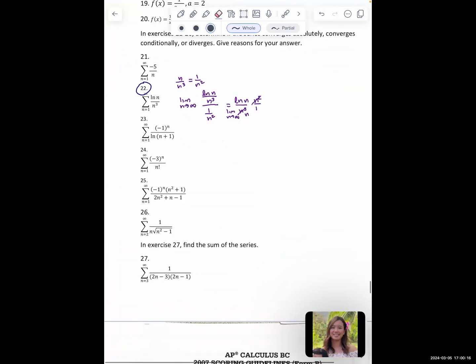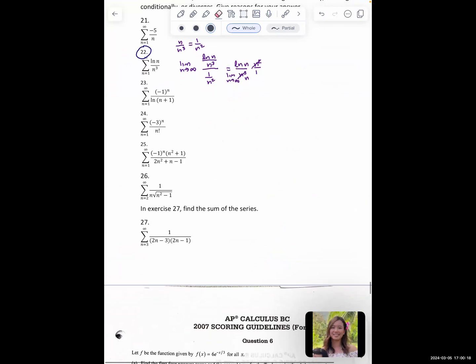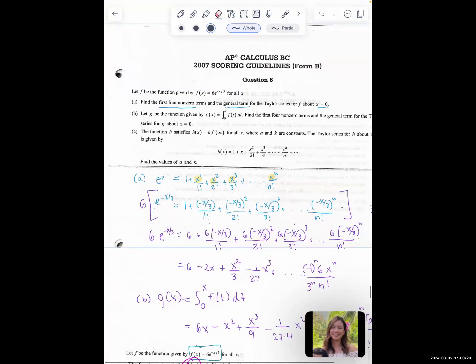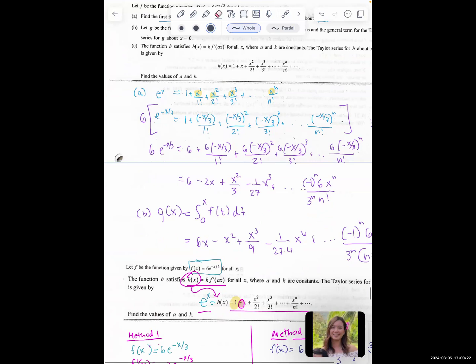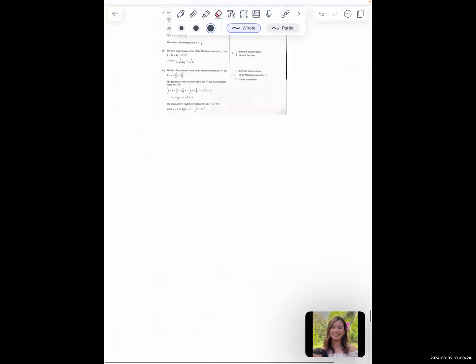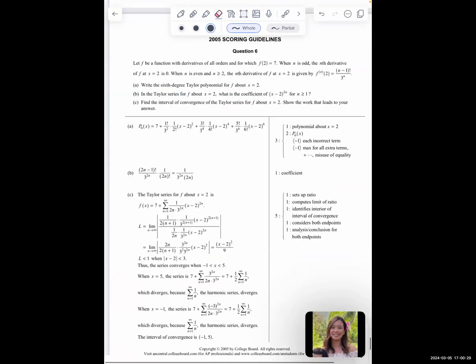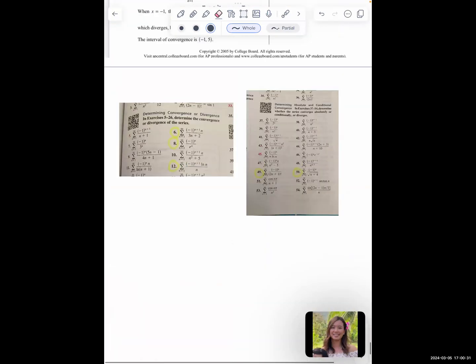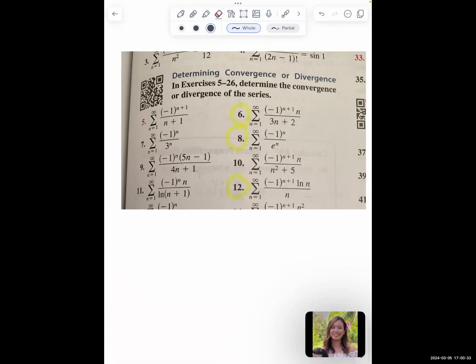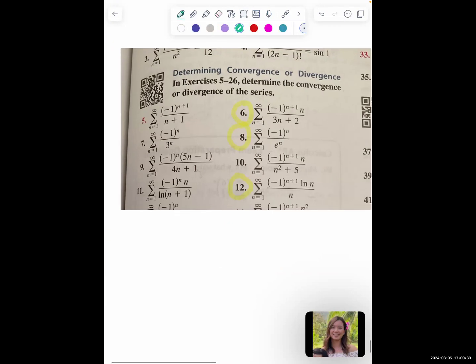Okay, so I'm going to start with some of the questions that I got from, I believe it's homework 17. It's textbook questions, the ones on convergence and divergence, similar to the castle attack that we did today. Determine the convergence or divergence of the series: 6, 8, and 12 were the questions that someone asked me about. So let's talk about number 6.